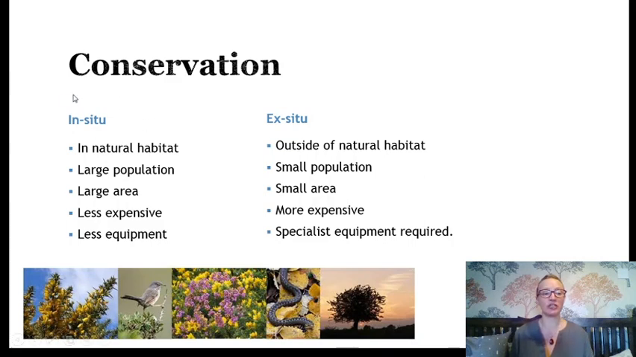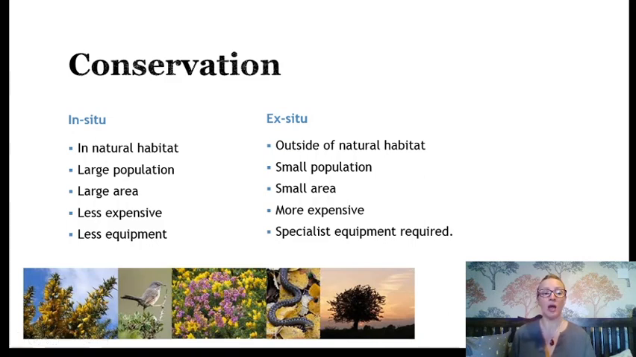So in an ideal situation, we would use in situ conservation. That's within the natural habitat. It protects a very large population, and in fact it will protect multiple species, so not just one species is going to be protected by setting up something like a national park. But it does require a large area. Generally speaking, it is less expensive than ex situ conservation strategies because less equipment is needed for the in situ conservation.